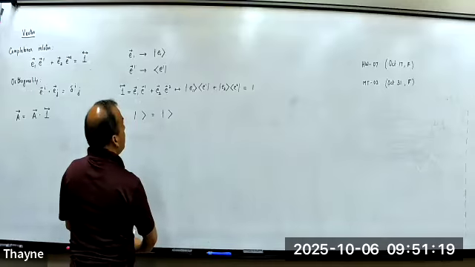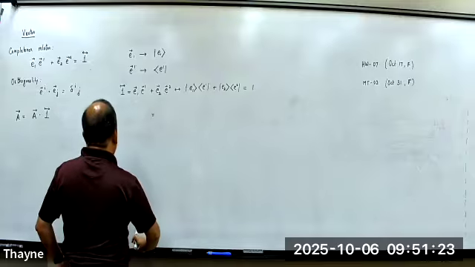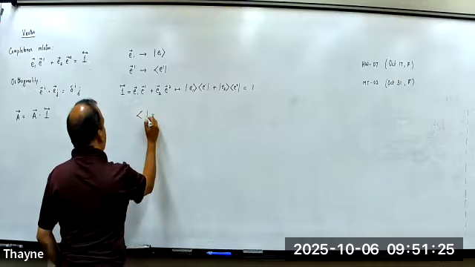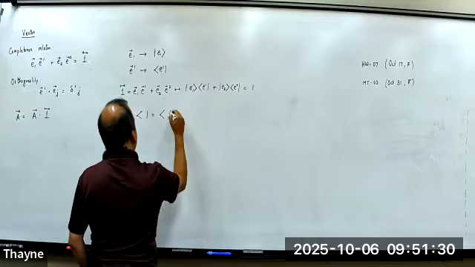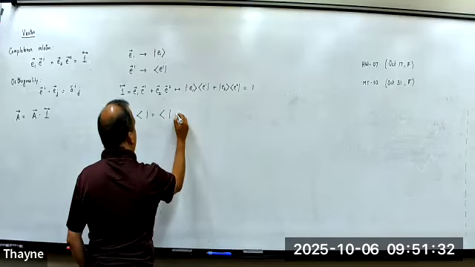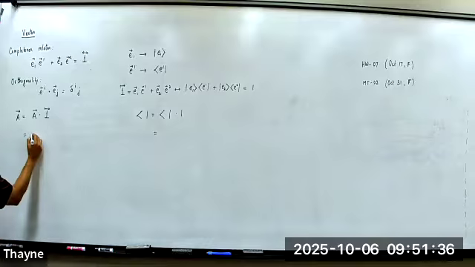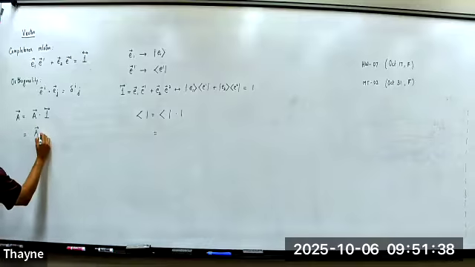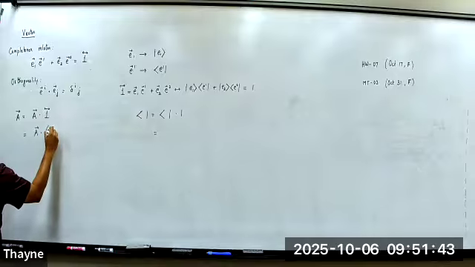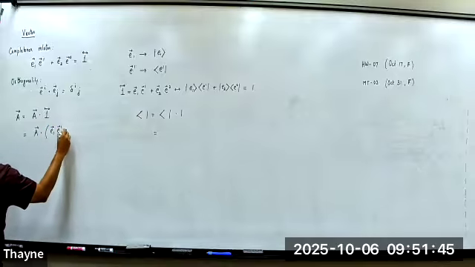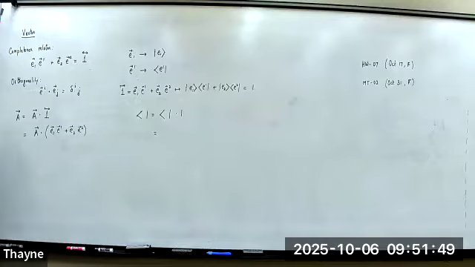So maybe let's not do it this way. So let's do it this way. So this is completeness, so this is 1, right? So I'll just multiply by 1. And here you would say A times E1 plus E2, correct?